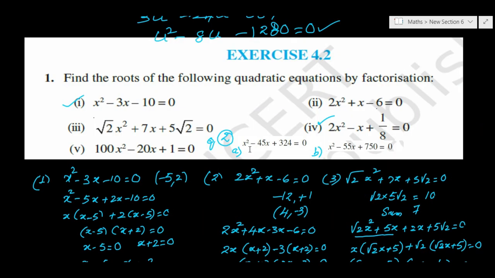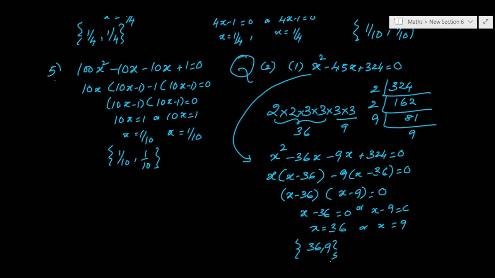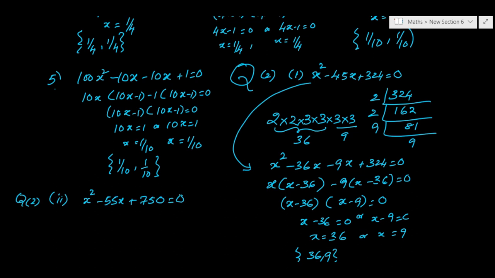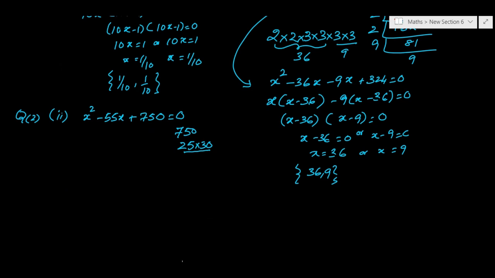Now, the next problem is x square minus 55x plus 750. So here, 750 has the factors 25 and 30. And when you add these two numbers, you get 55. Therefore, we can write it as x square minus 25x minus 30x plus 750, which is equal to 0.